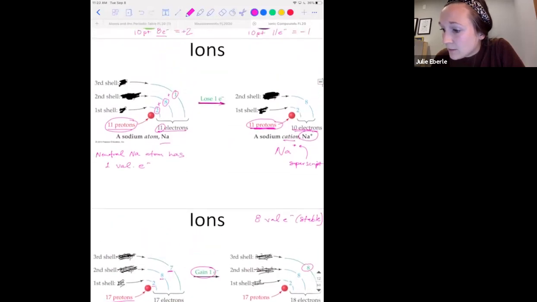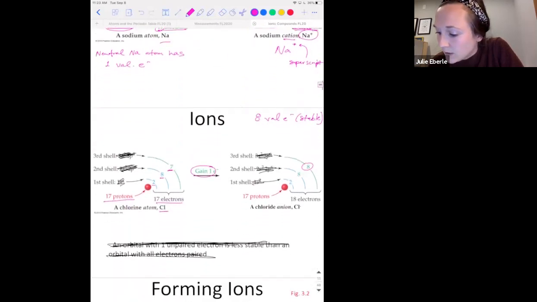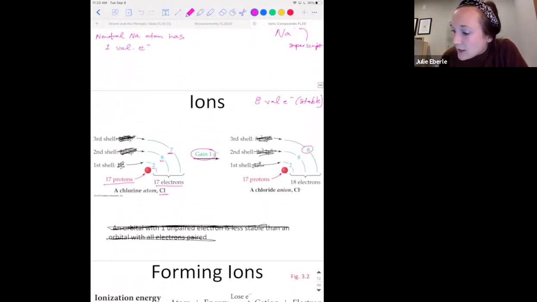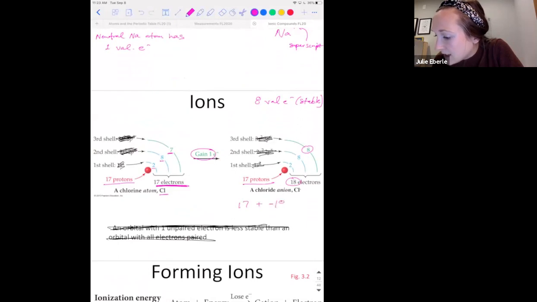If we look at sodium, same idea here. Sodium's just trying to become stable. And underneath shell 3 is shell 2, and it's got a full set of 8. So if sodium could just get rid of 1 electron, it becomes stable the way chlorine becomes stable. Okay, but when we gain an electron, now we go from 17 electrons over here to 18 electrons. We did not change the number of protons. And when we add that up, 17 plus a negative 18, we get a negative 1. That's the charge now on our chlorine atom.